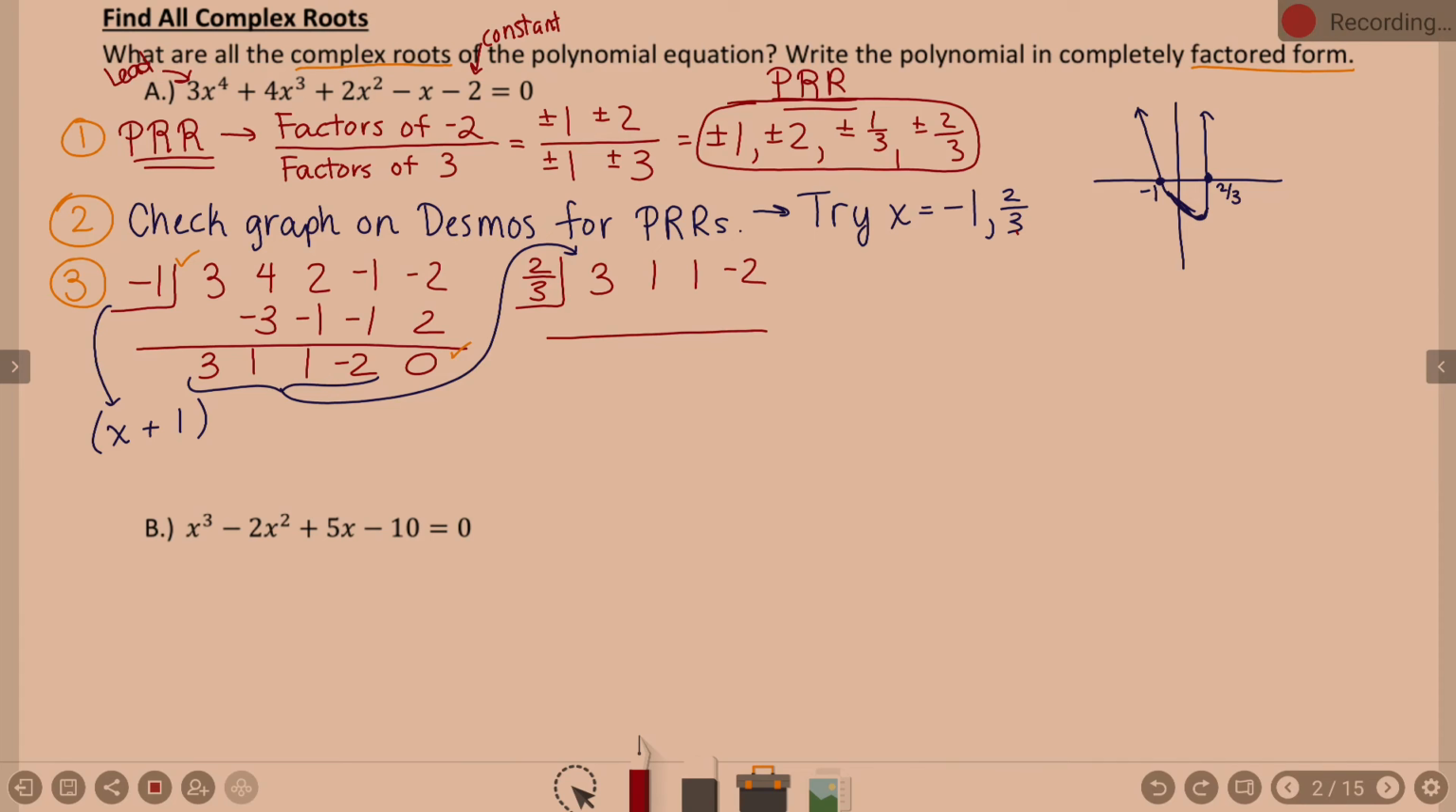Drop the 3. What is 2/3 times 3? Yes? 2/3 times 3. Think of it as multiplying by 3 over 1. 3's cancel, and it is 2. 1 plus 2 is 3. What's 2/3 times 3? 2 again. 1 plus 2 is 3. 2/3 times 3? 2. Negative 2 plus 2? 0. Did it work? Yeah, it worked, which is what we expected.